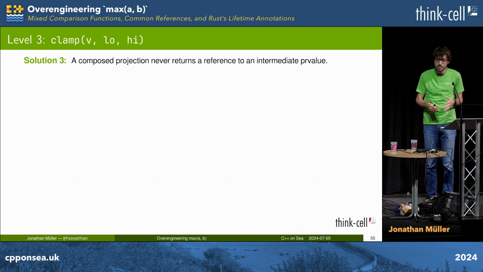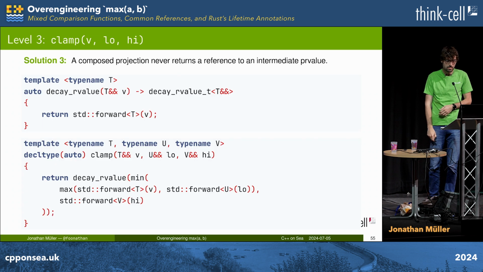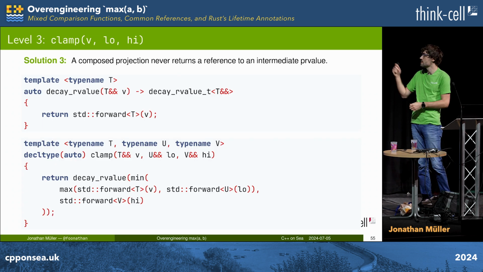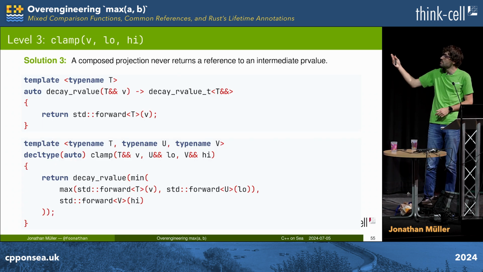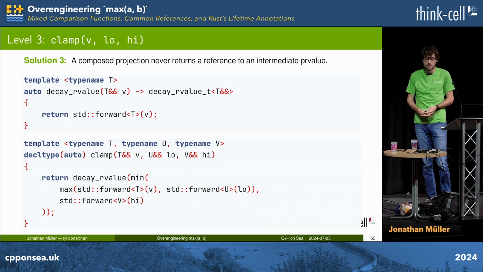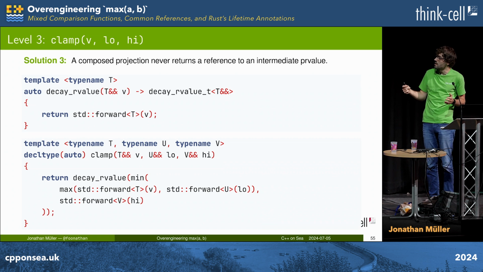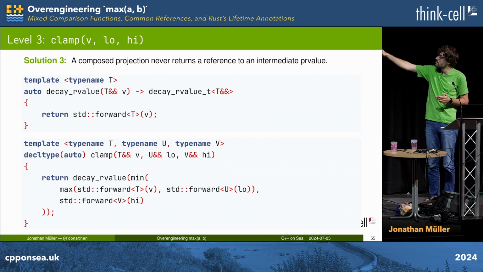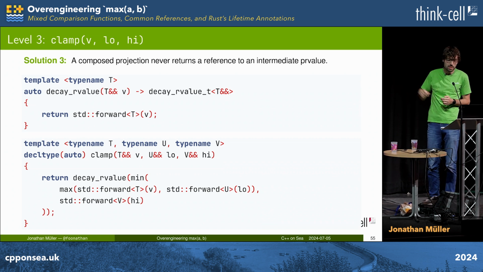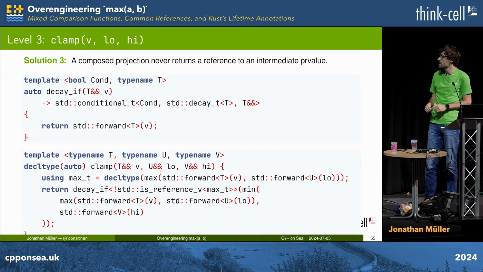So, solution 3. A composed projection never returns a reference to an intermediate PR value. So let's say clamp does the decay R value. So now clamp never returns an R value reference, and we avoid the problem. This is a bit too aggressive because it's fine. Like if the R value just comes from the R value reference high or whatever, we don't need to decay it.